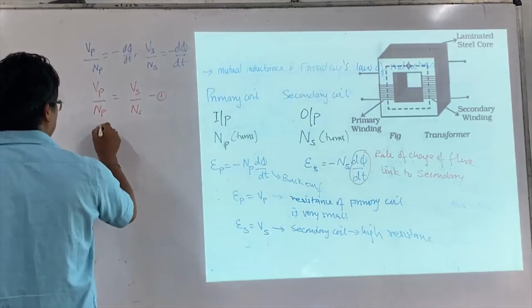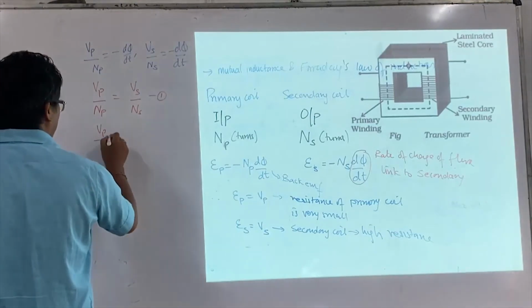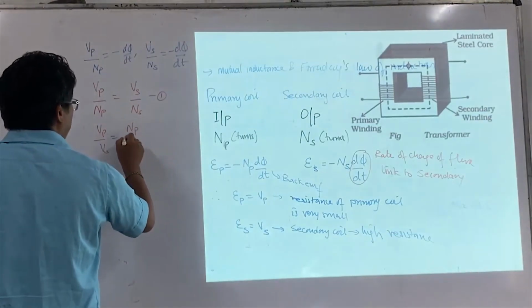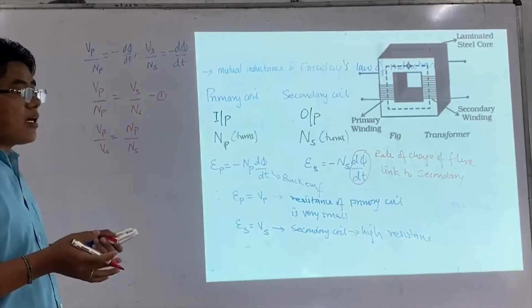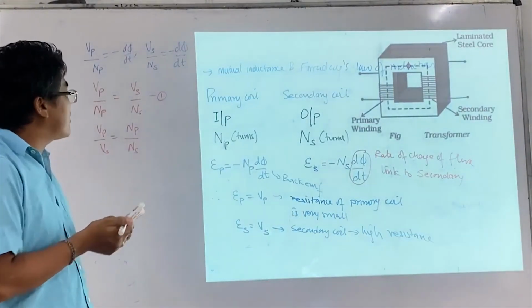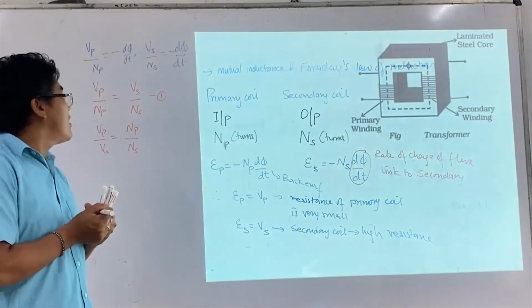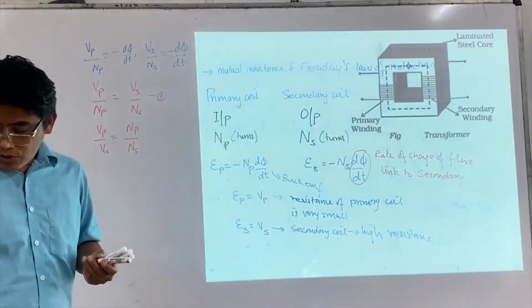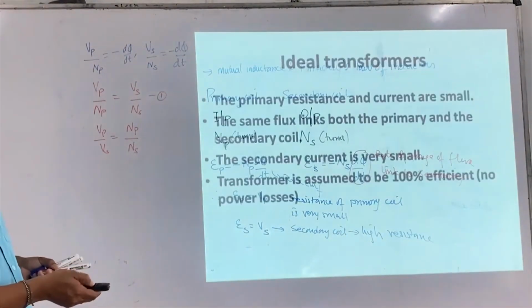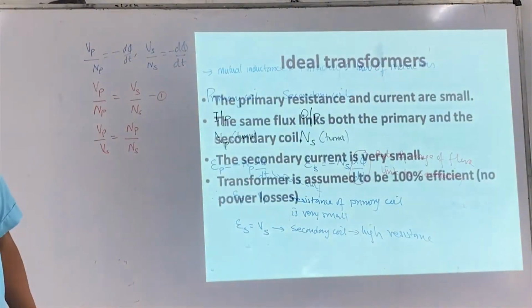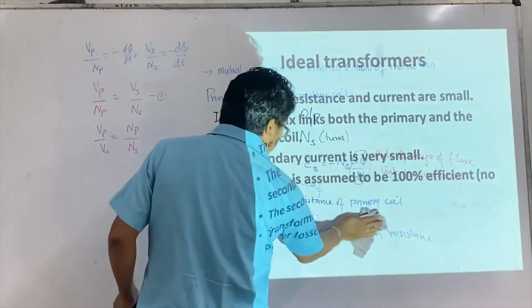So I just say that Vp divided by Vs is equal to Np divided by Ns. That means if I increase the number of turns, then voltage is going to increase. If I decrease the number of turns, voltage is going to decrease. This is one case. And then another one, taking a transformer as an ideal transformer.